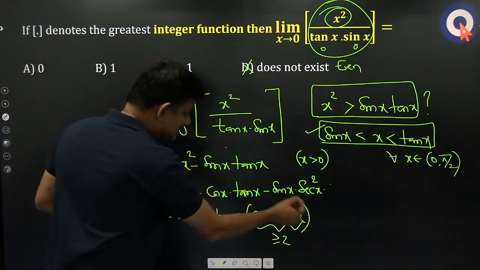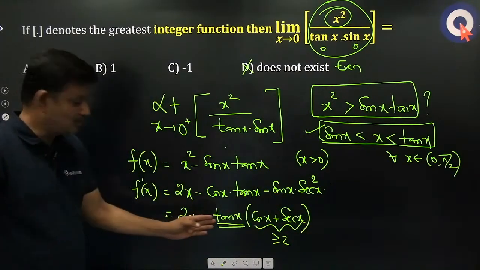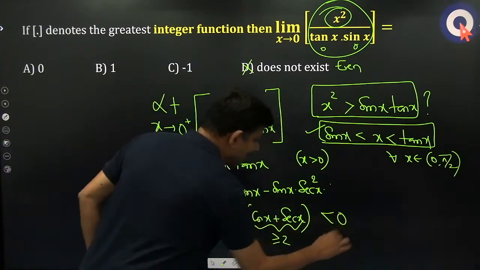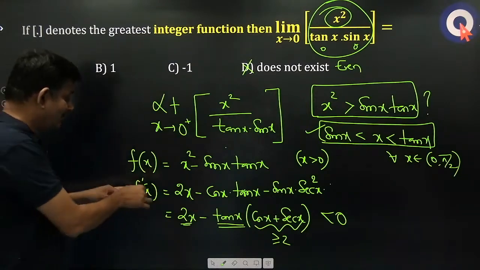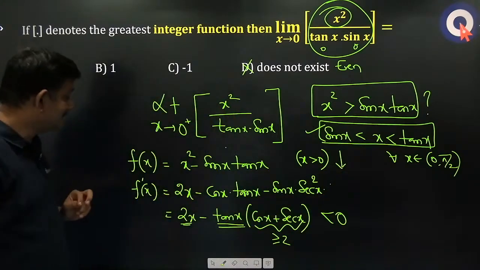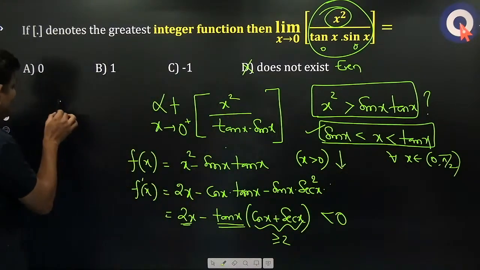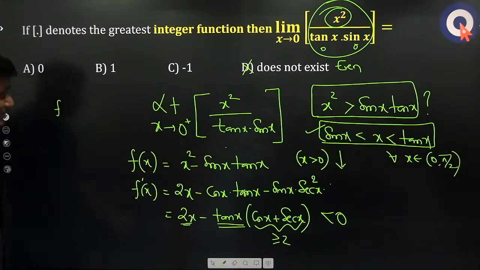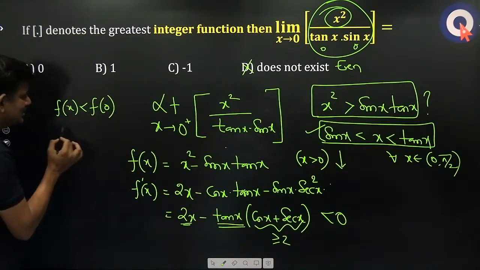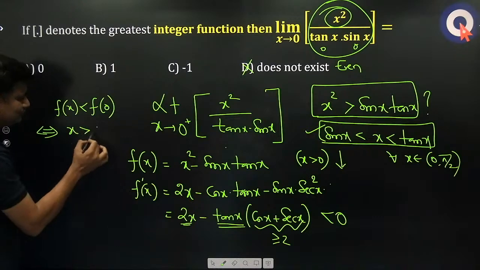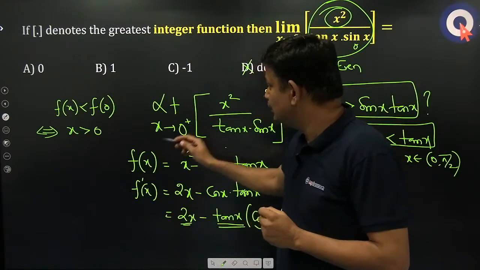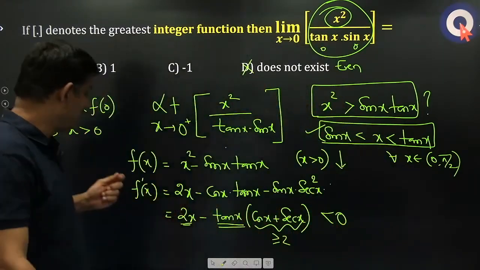So on the whole, what is this expression? 2x will be much smaller than tan x into cos x plus secant x, or this expression is negative. F dash x is negative, so f of x is a decreasing function. Because x is greater than 0, we are talking about x tending to 0 plus, f of x will be smaller than f of 0. Inequality reverses whenever you apply a decreasing function. So f of 0 is 0, f of x is negative.